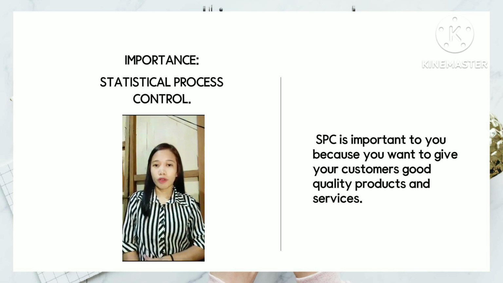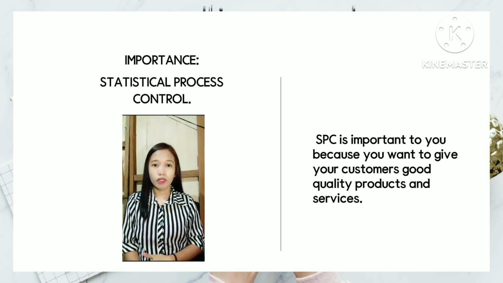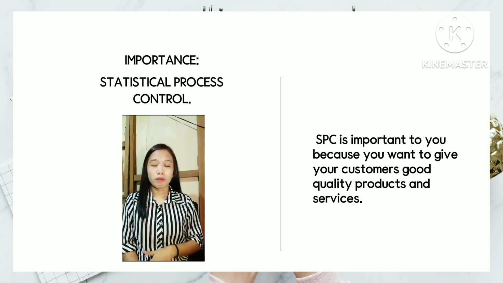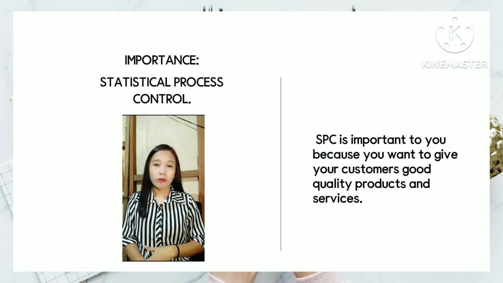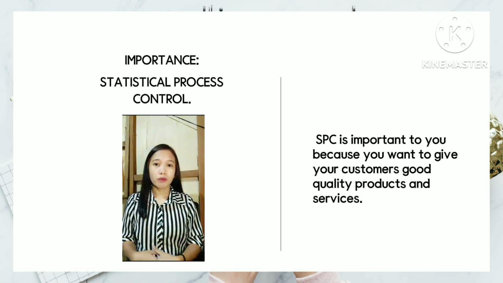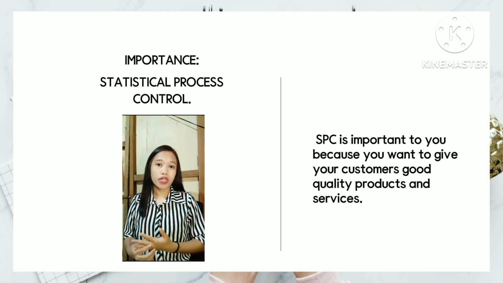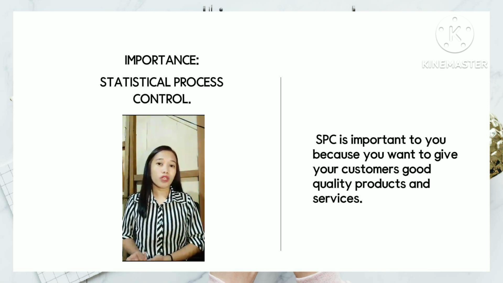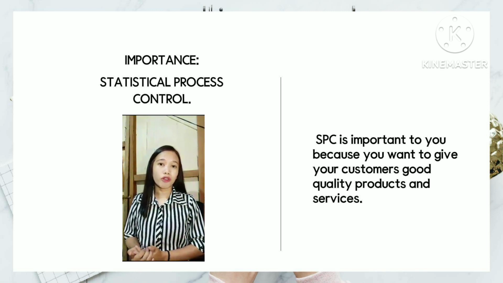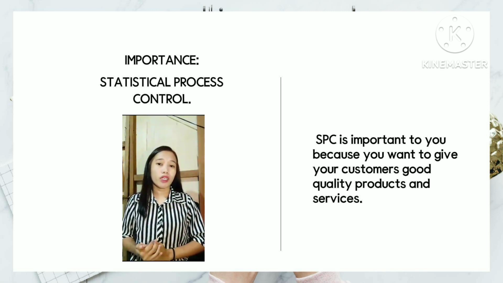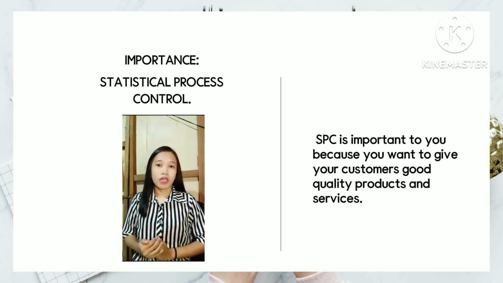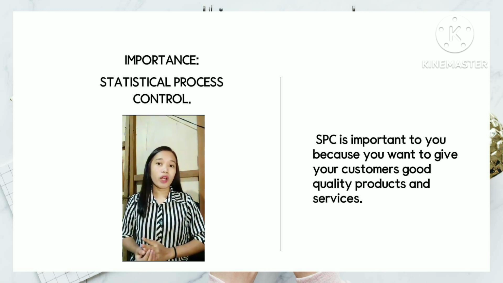SPC is important to you because you want to give your customer good quality products and services. Inspection cannot build quality into a product or a service. The process producing it needs to be capable to deliver good quality. Quality is thus built into a product or service through process assurance. SPC brings you a well-defined method of assuring quality of a process and monitoring the stability of a good process over a period of time. SPC helps you bring about process assurance and in turn a good quality in what you do.